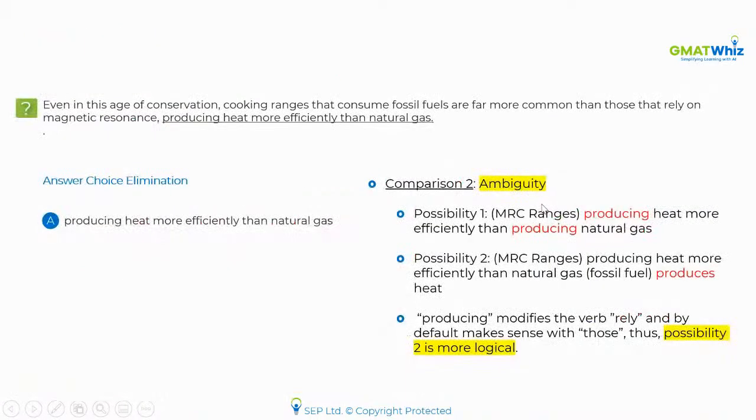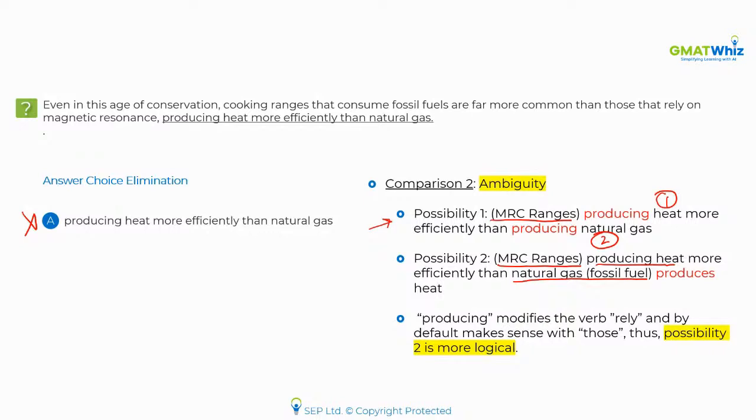So let's get on with the elimination. As pointed out already, A is out because there are two possibilities. One possibility is that magnetic resonance cooking ranges are producing two things. One is producing heat, the other is producing natural gas, which is a little odd. The second possibility is that magnetic resonance cooking ranges produce heat more efficiently than the natural gas cooking ranges produce heat. All right, so A is out.